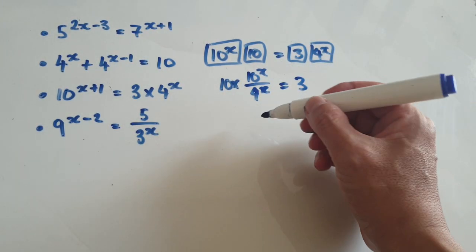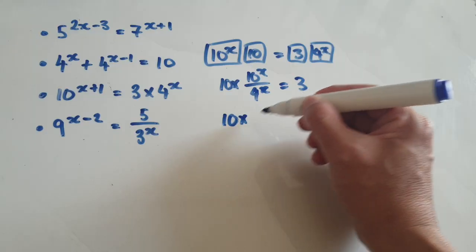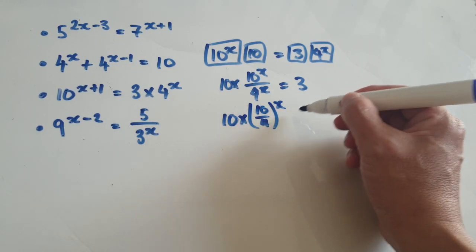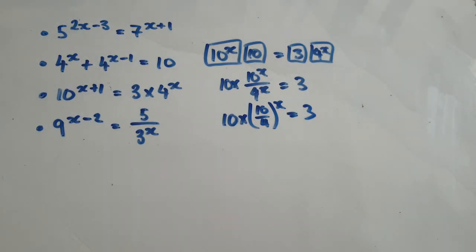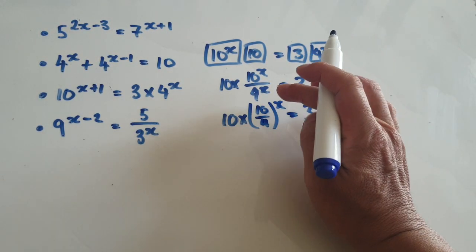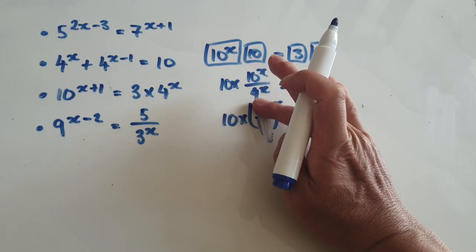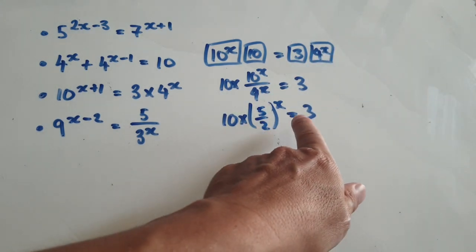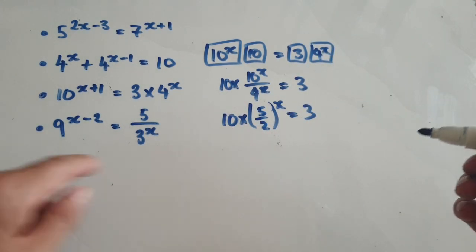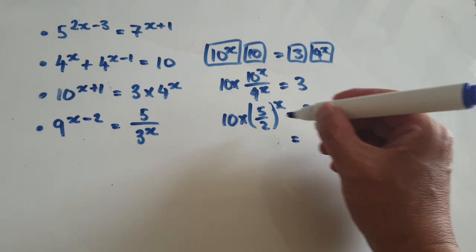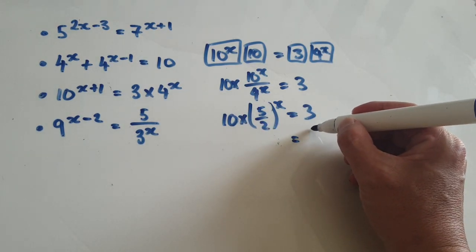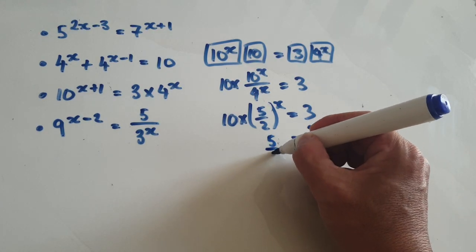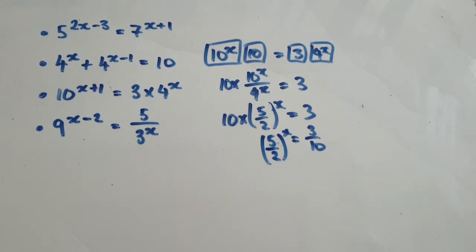Simplify this, that would be 10 times 10 over 4 to the power of x equals 3. So simplify this, that's 5 over 2. Get x on its own, so kill off this 10. So divide both sides by 10. That would be 3 over 10 equals 5 over 2 to the power of x.